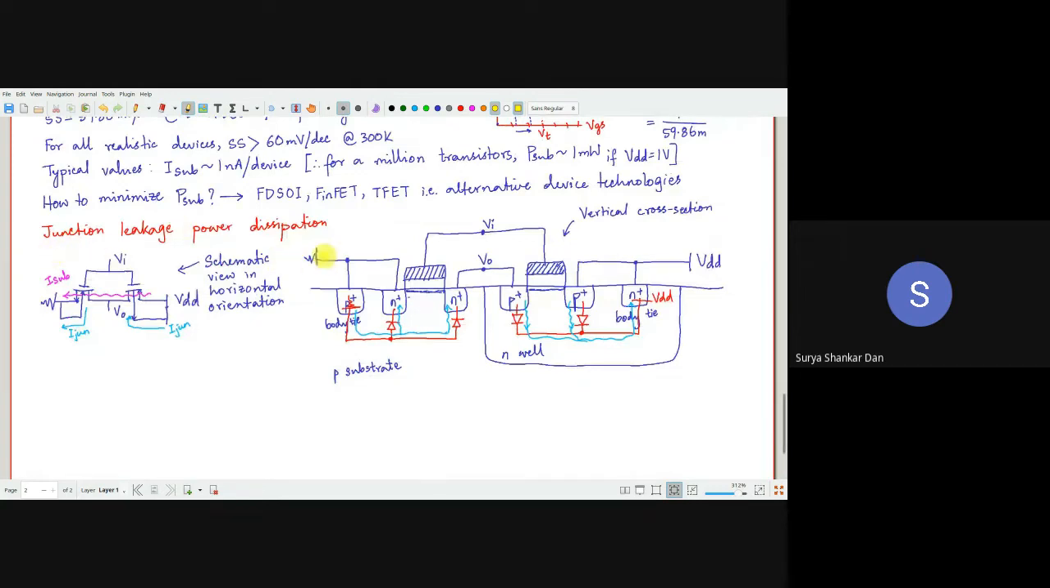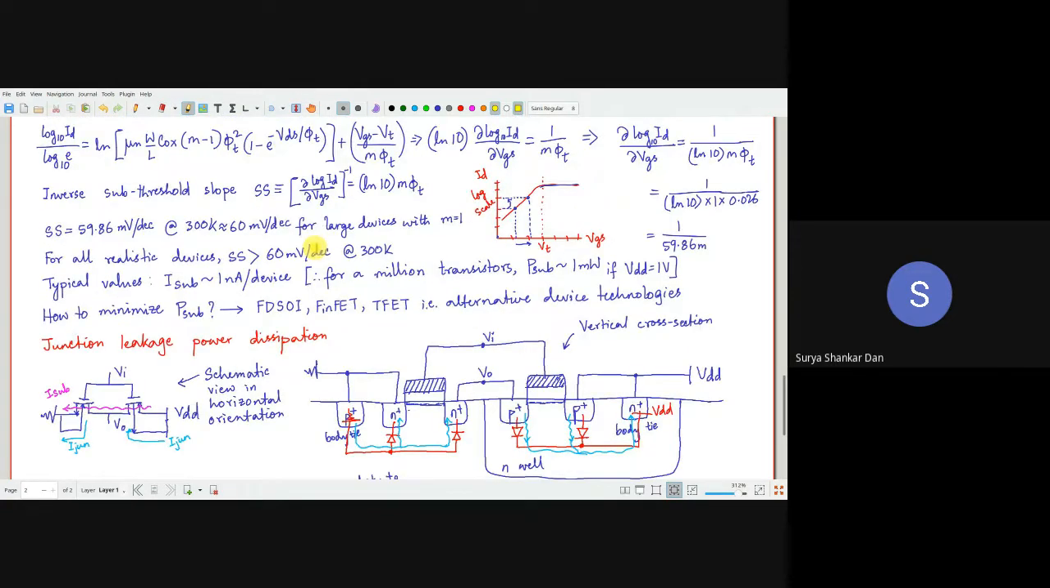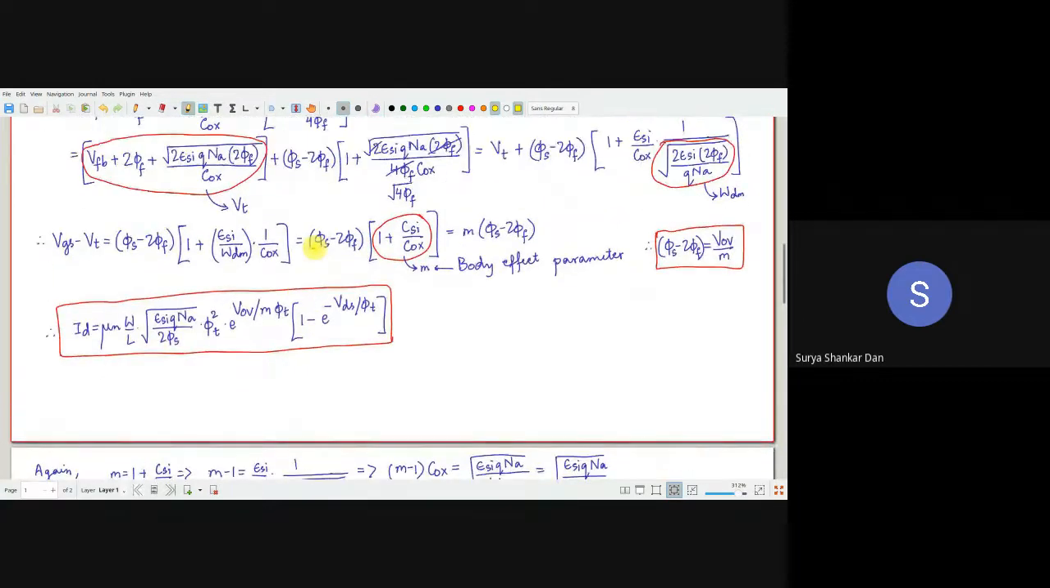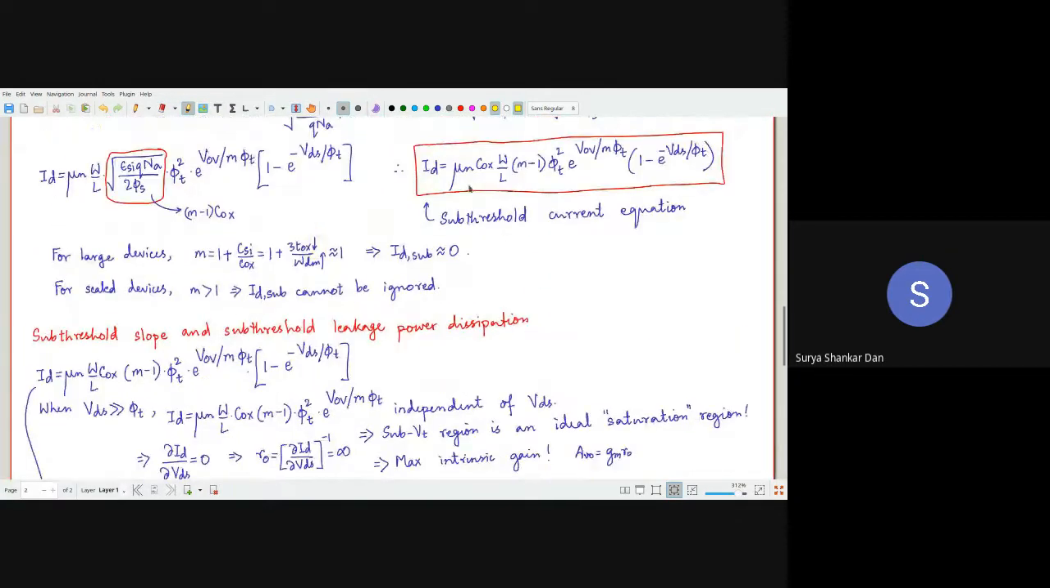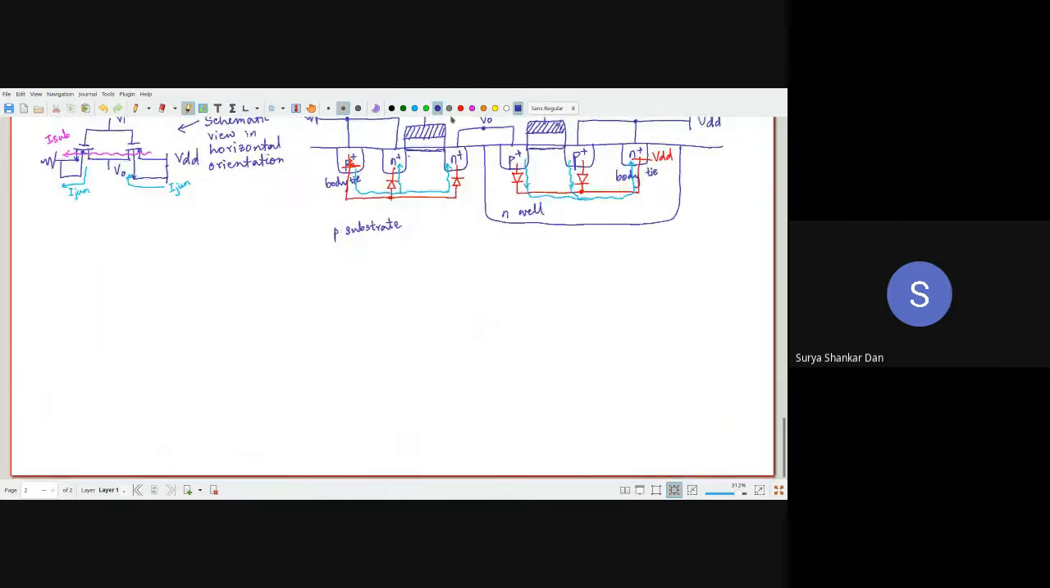All right, so now we will come to the very important part, that is the junction leakage. But I must tell you that in modern technology, this subthreshold leakage is the most important part of the static leakages. Remember, I already discussed this: dynamic power, static power.